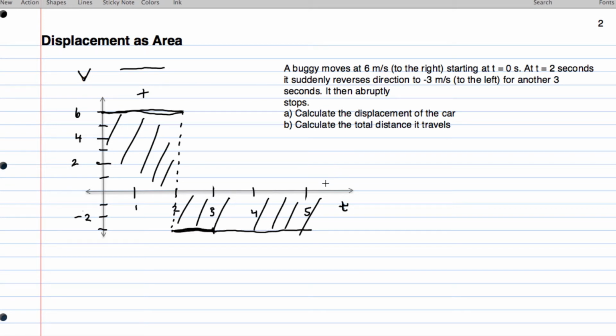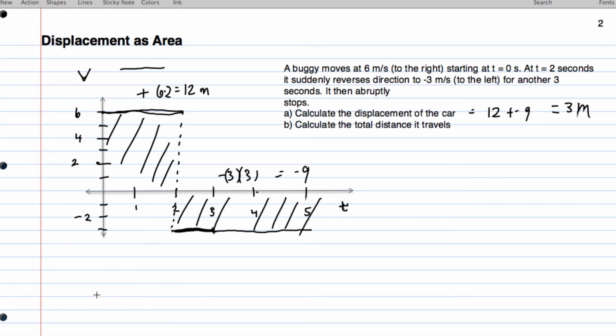And to calculate the displacement, I'm going to get the area. So the area here is going to be 6 times 2, which is 12 meters. And here I'm going from 2 to 3, 3 to 4, 4 to 5. That's 3 seconds. That's the width. And then the height here is going to be -3. And that ends up being -9. So the displacement of the car ends up being 12 plus -9, which is 3 meters.